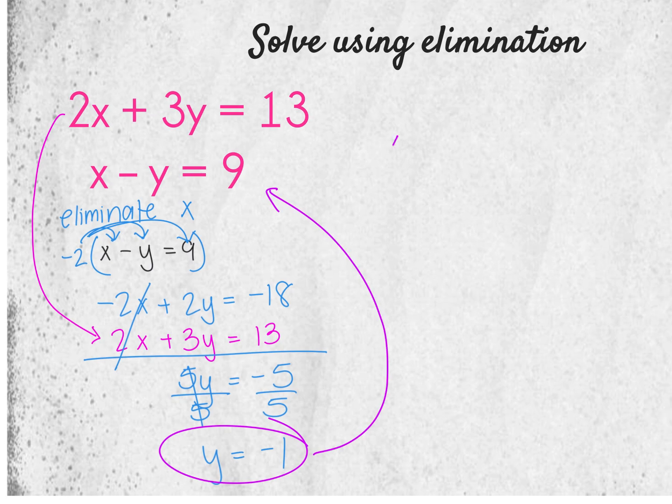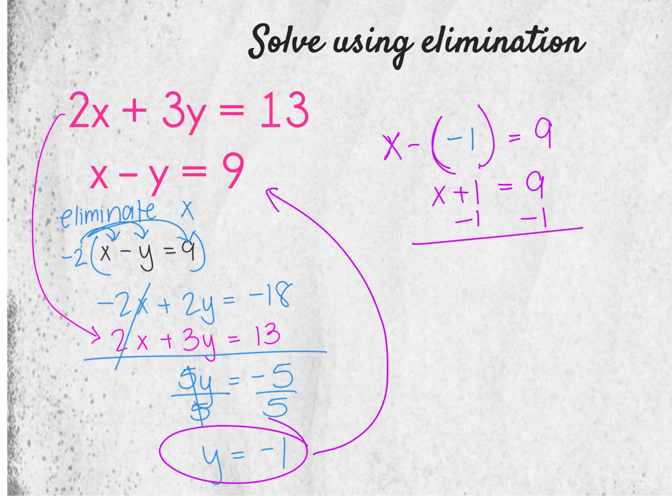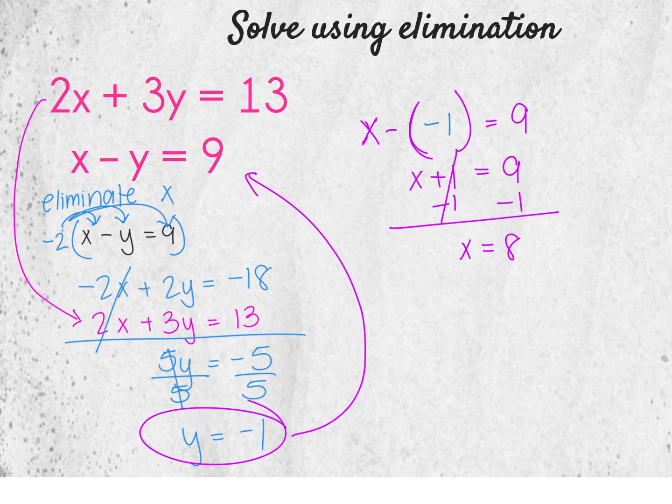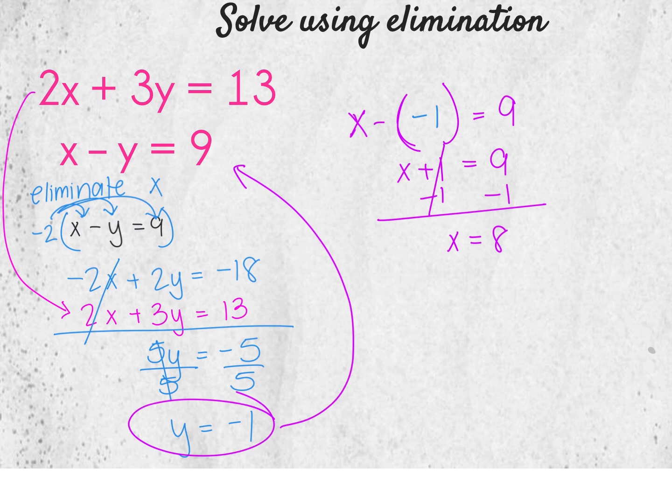So now I'm not going to have x equals, I'm going to have x minus the -1 equals 9. And I'm just solving for x. I'm going to get x plus 1 equals 9. Subtract 1 from both sides. X is going to equal 8. Keep in mind your answer has to be written as an ordered pair. So your answer for this is going to be (8, -1).